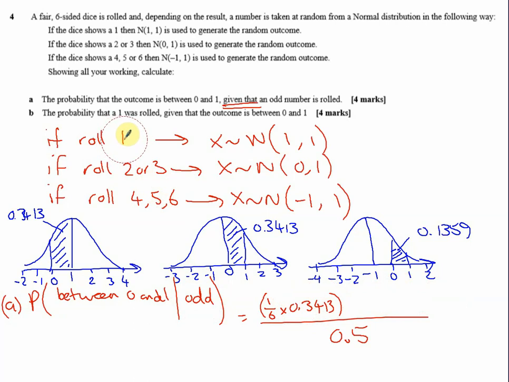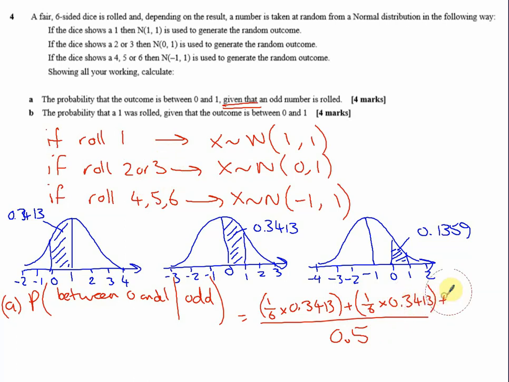So if we looked at the first distribution, given that it's odd, we had to go to this one because it was an odd number. There was only one of them. The probability of rolling a 1 is 1 out of 6, and we're timesing it by the probability of scoring between 0 and 1 for this distribution. So let's have a look at the next one. How many odd numbers are there? There's only one, which is a 3. What's the probability of rolling a 3? 1 out of 6, and we're going to times that by 0.3413.